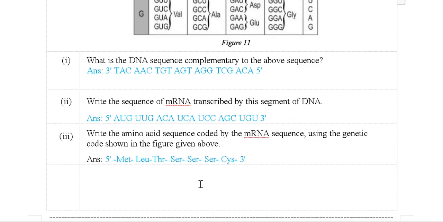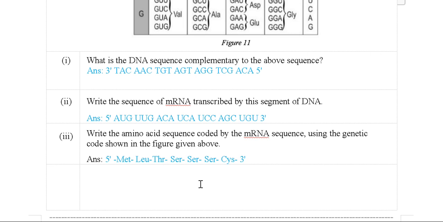Write the sequence of mRNA transcribed by this segment of DNA. Now we should know which template strand, which strand of the DNA is mainly used as a template to form the mRNA.